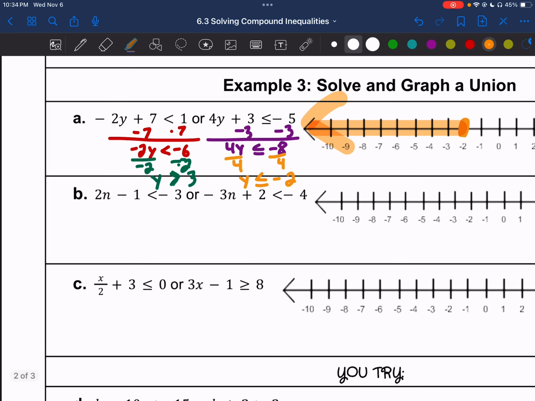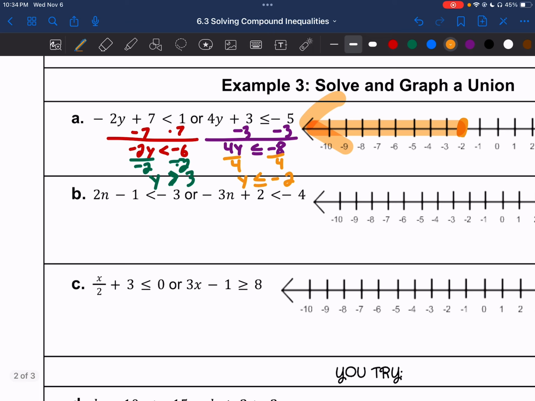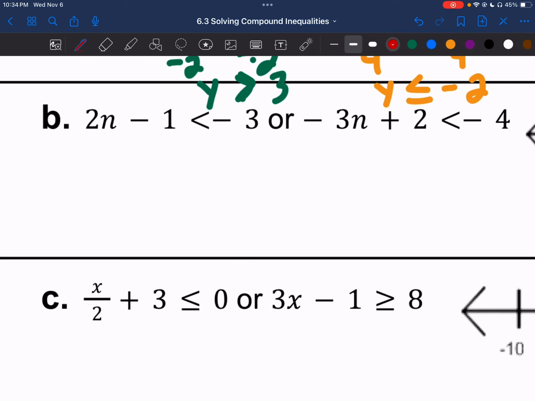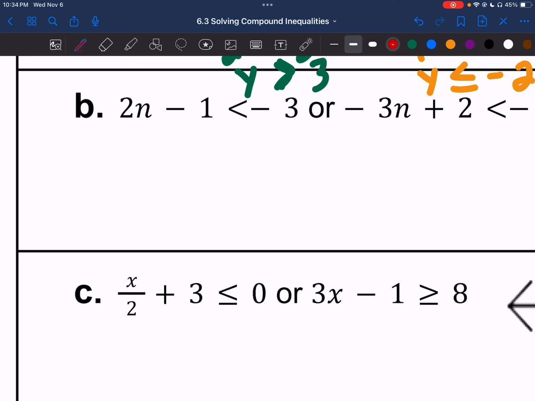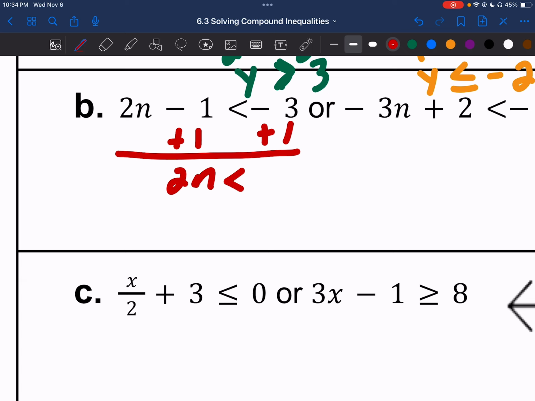All right. Letter B. We have 2n minus 1 is less than negative 3. So we're going to start by adding 1 to both sides of our inequality. And we get 2n is less than negative 2. And then I'm going to go ahead and divide by 2. And we get n is less than negative 1.